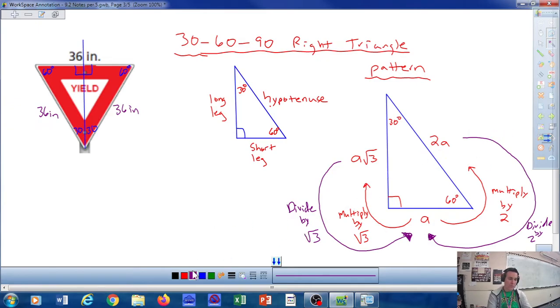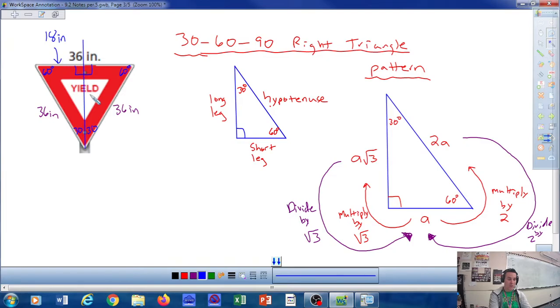Now, when you drew in the line that cut it in half, into 30, 60, 90, this became the short leg right here. Most of you will realize that this side right here is half of the 36. So this is 18 inches. From here to here, 18 inches, half of that one. That was the short leg. We knew the hypotenuse was 36 inches. So if we divide that by 2, we figured out what that was. When you cut that side in half, 18 inches right there.